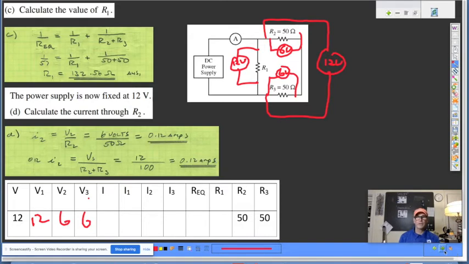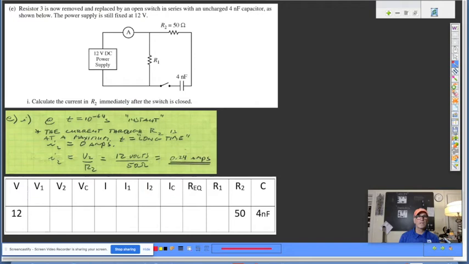All right, moving on. Resistor 3 is now removed and replaced by an open switch in series with an uncharged 4 nanofarad capacitor, as shown below. The power supply is still fixed at 12 volts. Calculate the current through R2 immediately after the switch is closed. And when I think immediate, I mean 10 to the minus 6 seconds, at that moment.